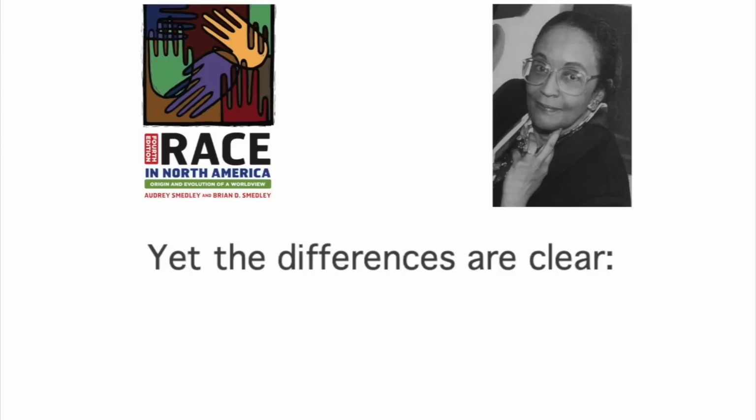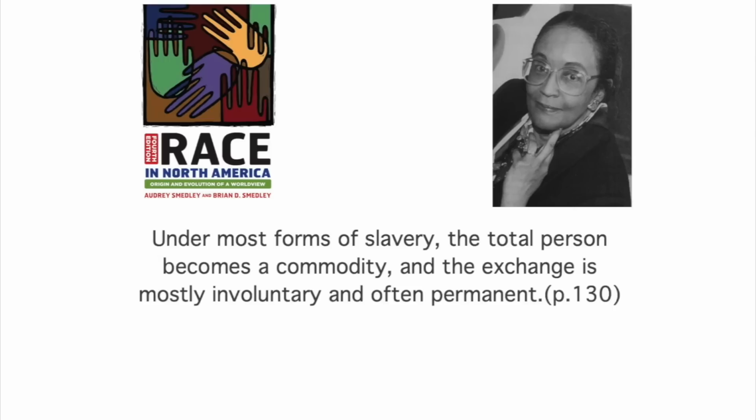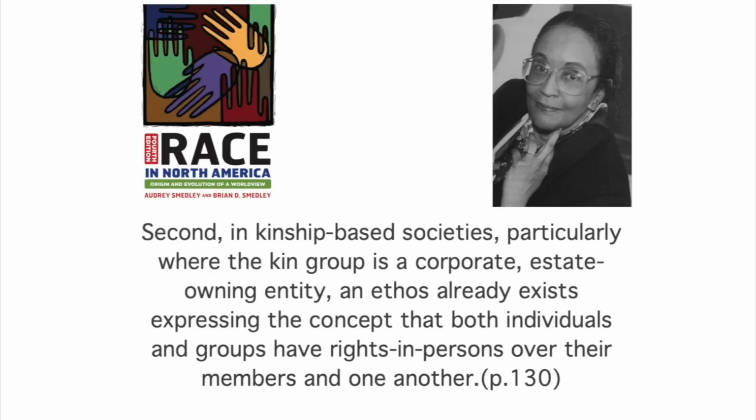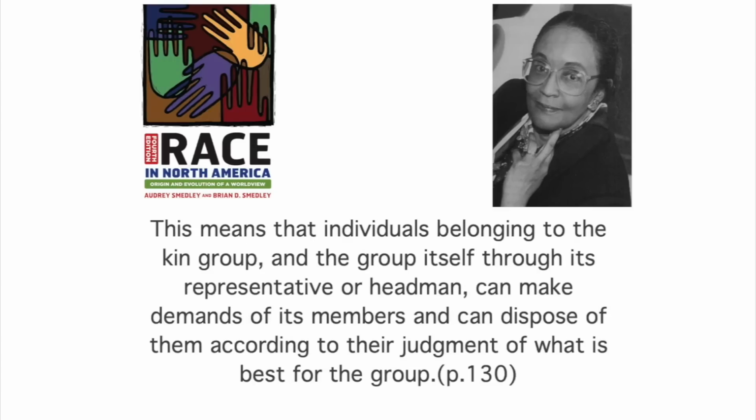Yet the differences are clear. Under most forms of slavery, the total person becomes a commodity, and the exchange is mostly involuntary and often permanent. Second, in kinship-based societies, particularly where the kin group is a corporate estate-owning entity, an ethos already exists expressing the concept that both individuals and groups have rights in person over their members and one another. And so what does that mean? This means that individuals belonging to the kin group and the group itself through its representative or headman can make demands of its members and can dispose of them according to their judgment of what is best for the group.